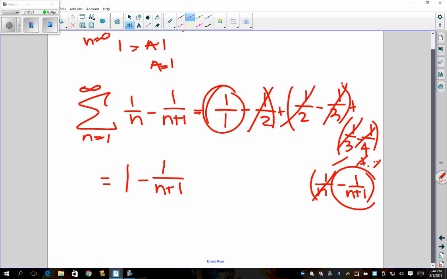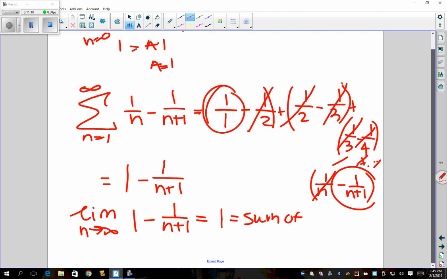And so with any telescoping series, we can actually determine the sum. When we're looking at the sum of a telescoping series, we take the limit as n approaches infinity of the sum, whatever is left over. And so we see that this limit is actually equal to 1. And so this is actually the sum of our series.